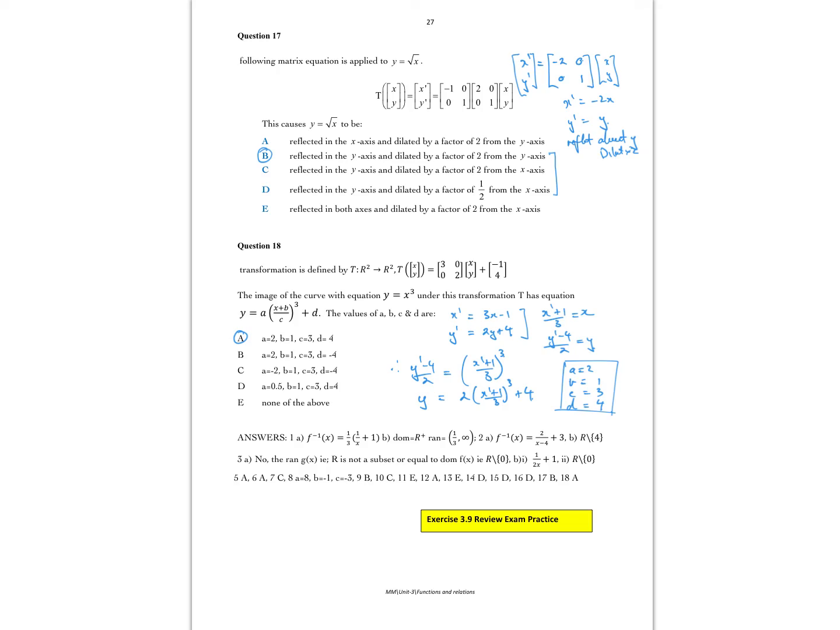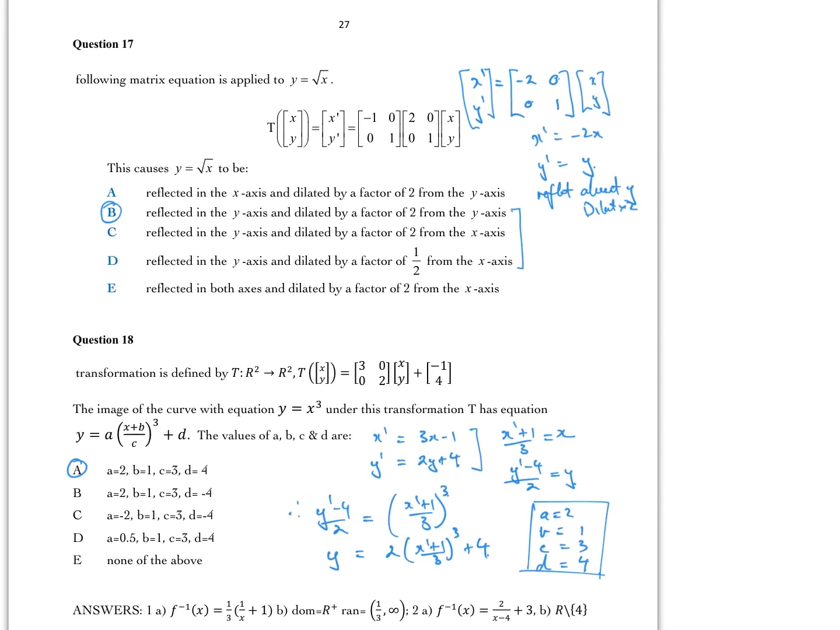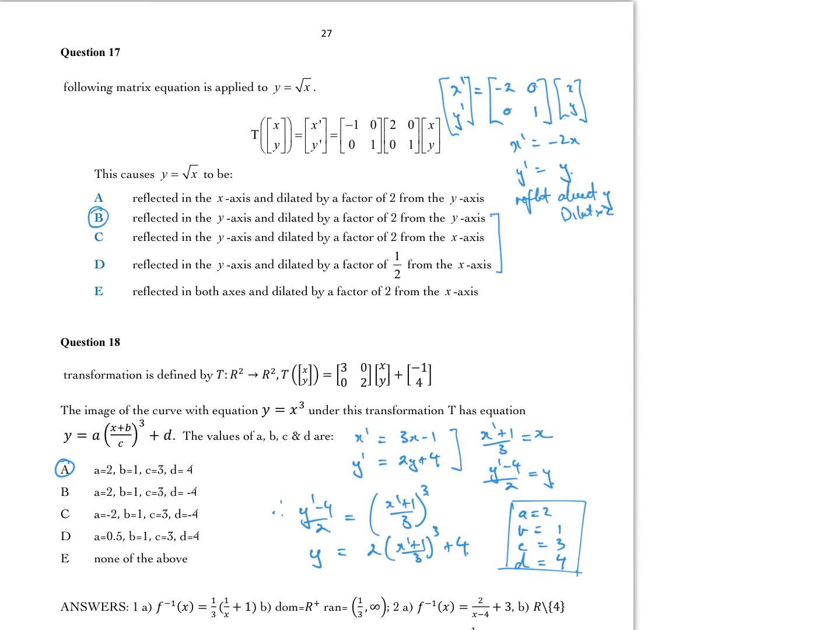Into the home straight. Again, we've done a few of these already now. y is equal to the square root of x. So x, actually a little bit different, isn't it? Because we've got a double transformation here. So I thought the easiest way was just to multiply out that 2 by 2 matrix.